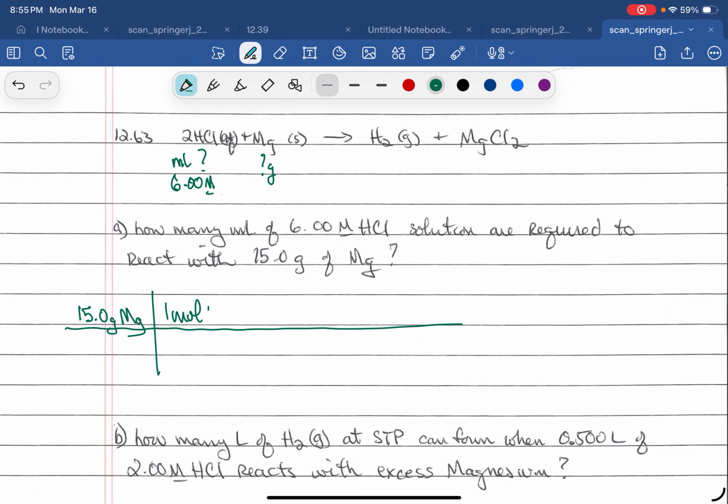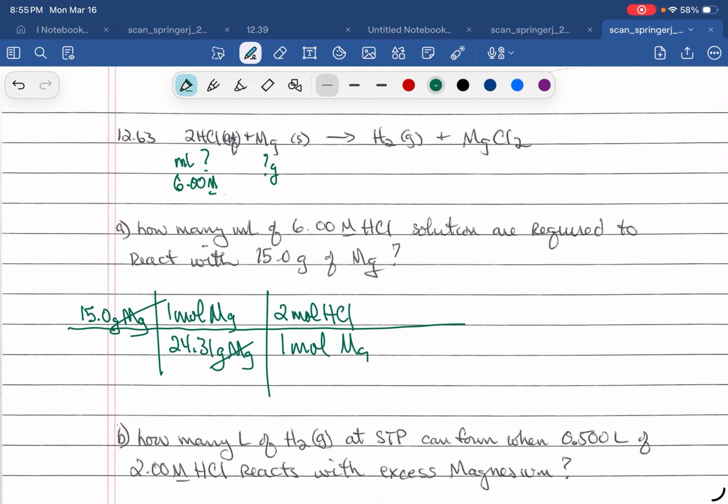1 mole of Mg, because we have to have moles when we're doing stoichiometry. 24.31 grams of Mg, that's the molar mass of Mg. Grams cancel. We're looking for 2 moles HCl, 1 mole of Mg, right? And remember, those came from the 2 and the 1 are the coefficients in the balanced equation. And when we get to this point, we are at moles of HCl.